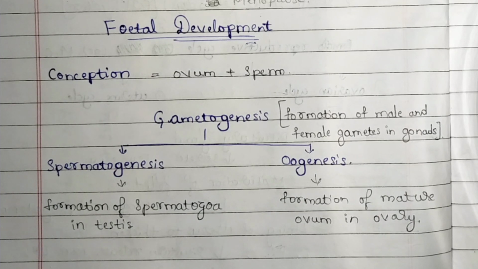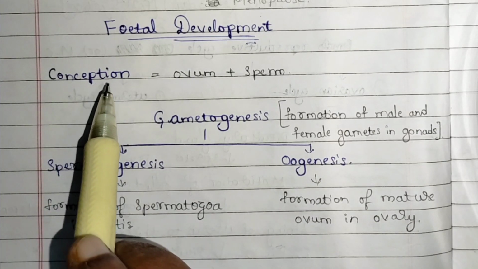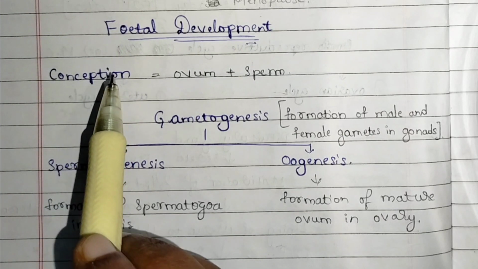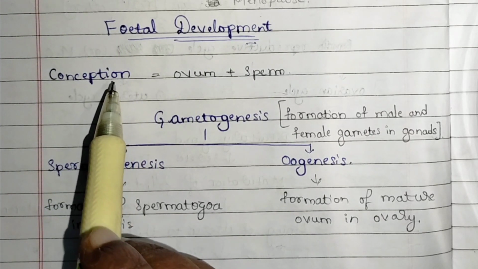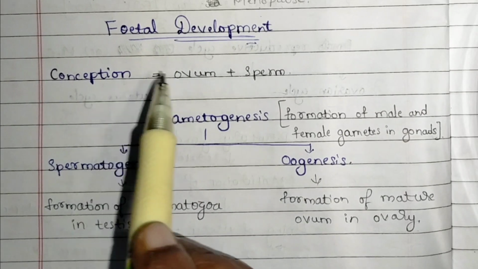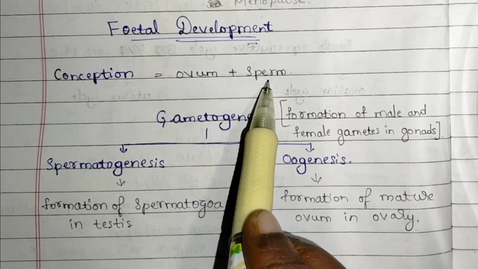Fetal development usually involves the development of the fetus in the womb and the formation of the fetus, what is necessary for the growth and development of the fetus. Everything is involved here. First, conception. Conception, in other terms, we can say it is fertilization or pregnancy. Normally, conception is the fusion of ovum and the sperm.